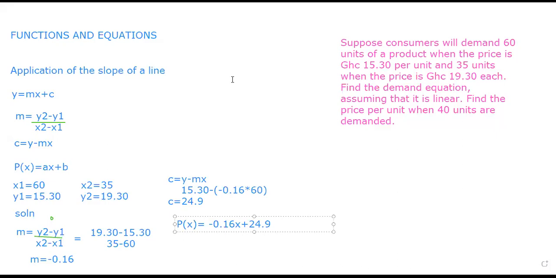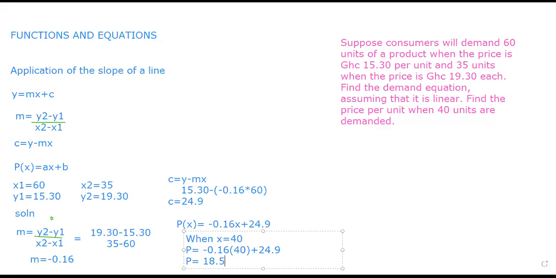Let's move on to the second part of the question. It says, also find the price per unit when 40 units are demanded. So find the price when X is 40. You know that unit is X. So we have to find P when X is 40. You have found your demand function already, so where you see X, put 40 there. When X is equal to 40, then we get P is equal to negative 0.16 into bracket 40 plus 24.9. Then you work this out and you get your P. So what is our P? 18.5. That's all. So that is one example.